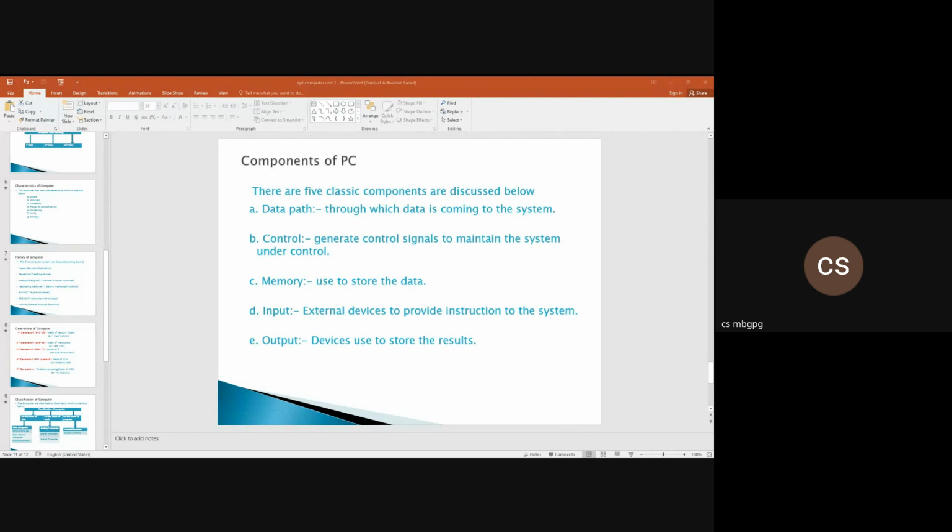So keyboard, mouse, scanner, these are your input devices. And your monitor, printer, plotters, these are your output devices.